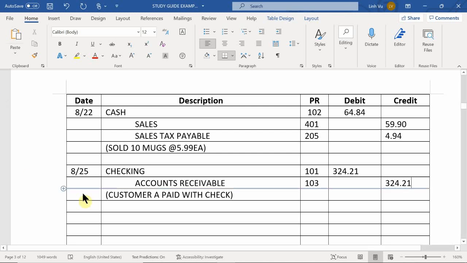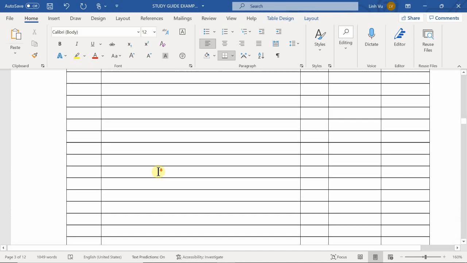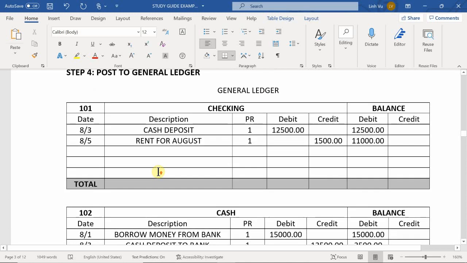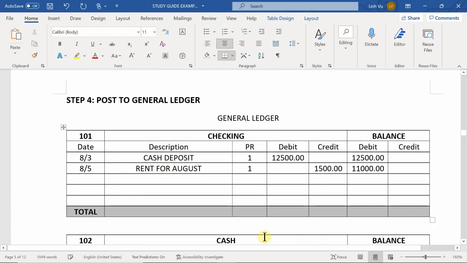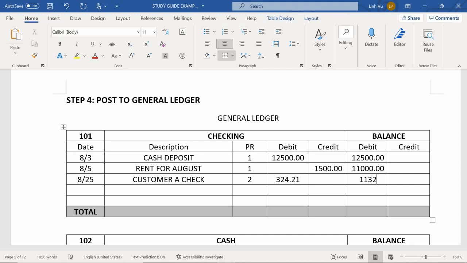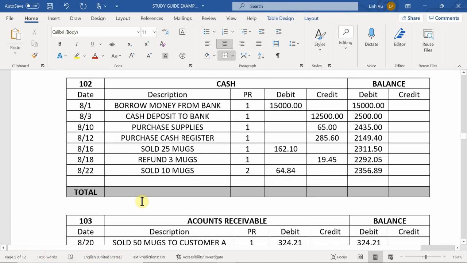Okay. Good. So we go into the ledger to checking. Here's my checking. It is customer A, check, check number something. So on the debit side we have 324.21. So it is 11,324.21. Perfect.